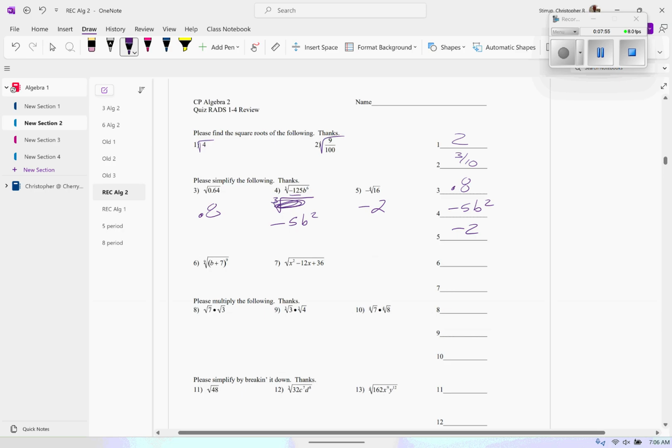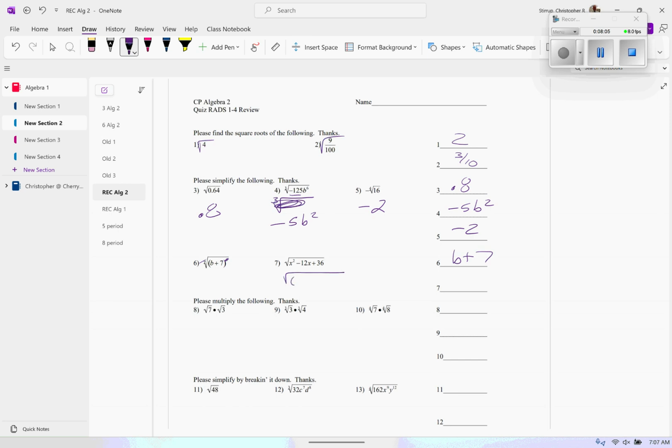So look here, 9th root in this, that's going to cancel that. So the radical's gone, so I'm just going to get b plus 7. For this particular one, I want to factor it first, so that's going to be x minus 6, which is the same thing as x minus 6 quantity squared. So square root of that is just going to give me x minus 6. That's a little tricky. Multiply, that's going to give me root 21.